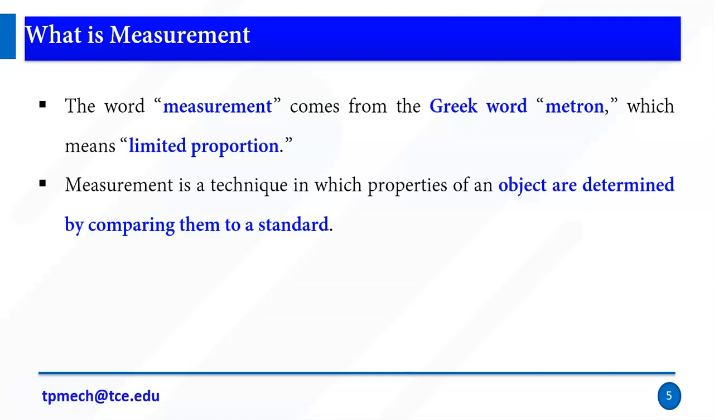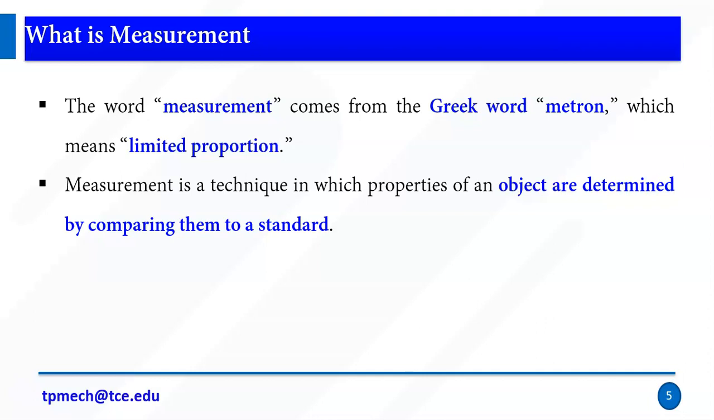It is a technique in which properties of an object are determined by comparing them to a standard. If you want to measure something, say 10 mm, or if you ask what the time is now, and I say 11:15, you compare with 0, midnight, to 11 hours 15 minutes. So it is a comparison. It is a technique in which properties of an object are determined by comparing them to a standard.